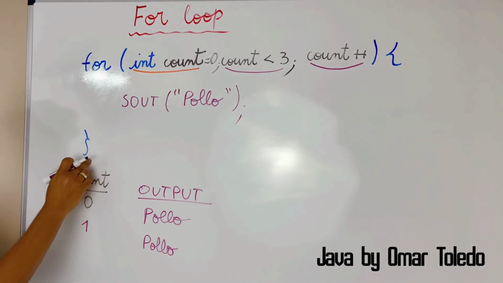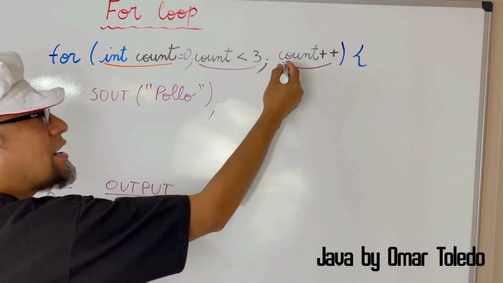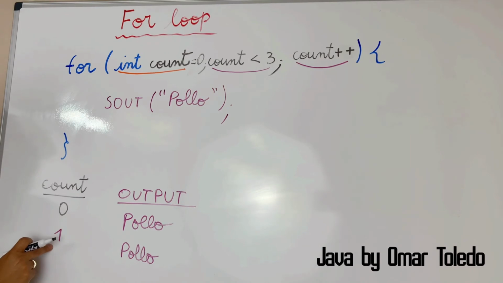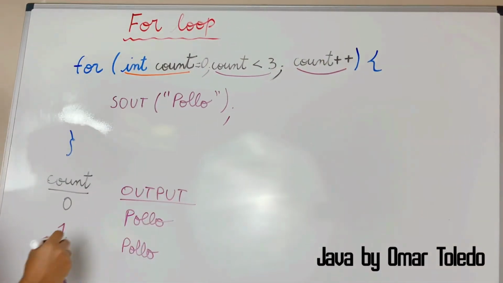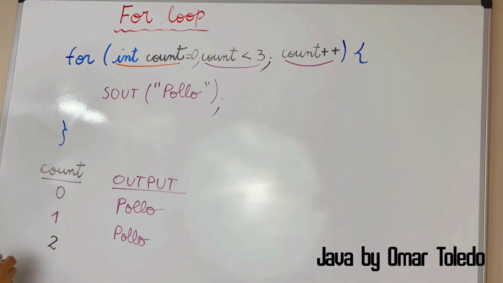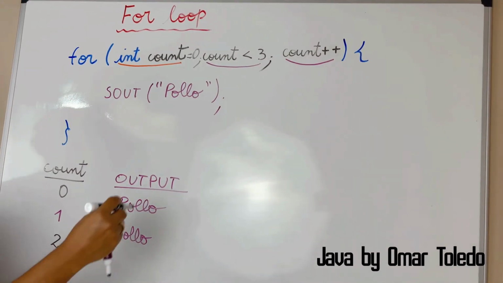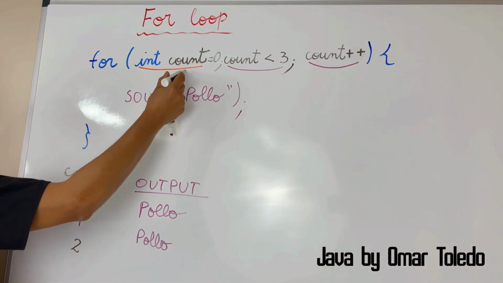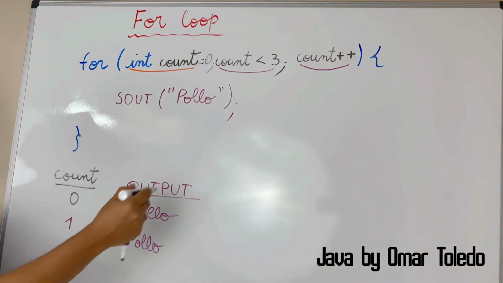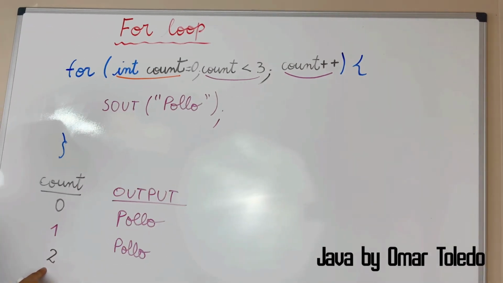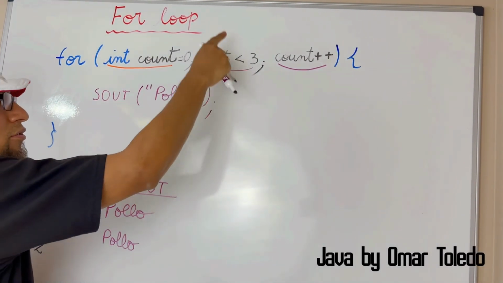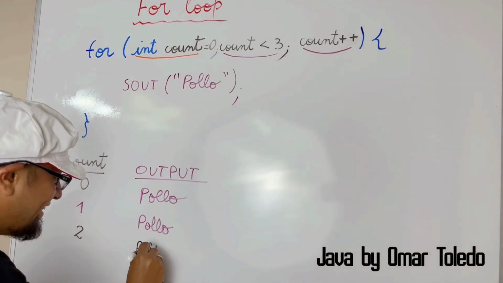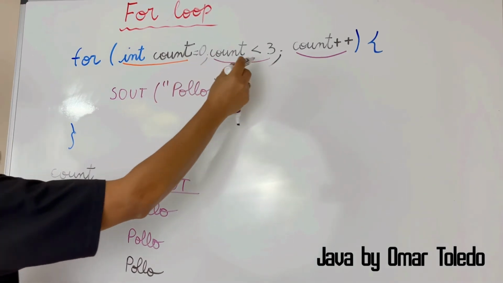Then what happens? End of loop, and now we're going to increment count by 1, right? The current value of count is 1, so now we increment by 1, now it's going to be 2. Then what is next? Are we going to execute this statement? No, we're going to evaluate the expression again. What is the value of count now? 2. Is 2 less than 3? True. So we're going to print pollo. And then what happens?